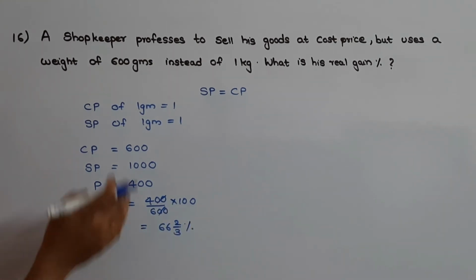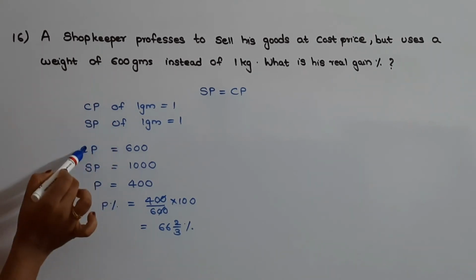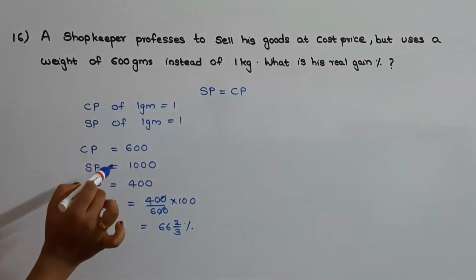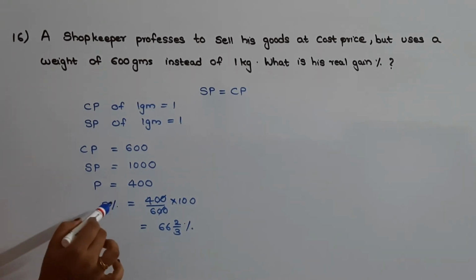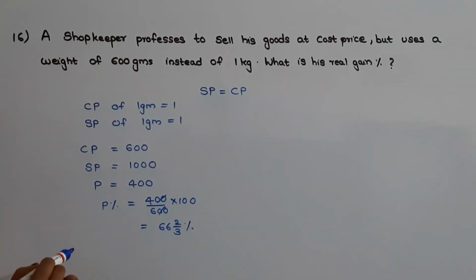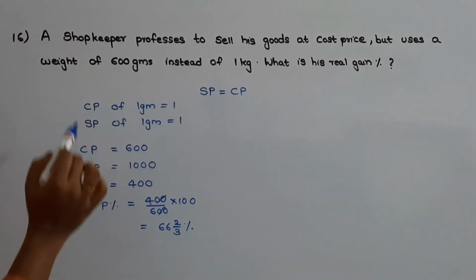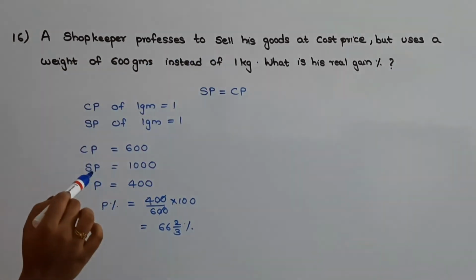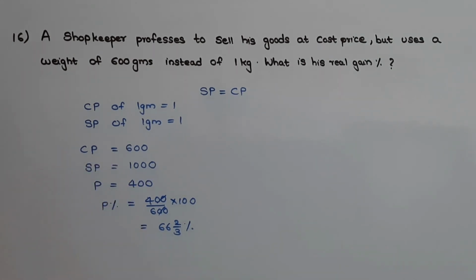So whenever you get this type of problem, you can directly take this 600 as the cost price and this 1000 grams as the selling price. Then you can solve for the profit percentage. Instead of writing all these steps, directly take this as the cost price and this as the selling price. This will save valuable time in your exams.